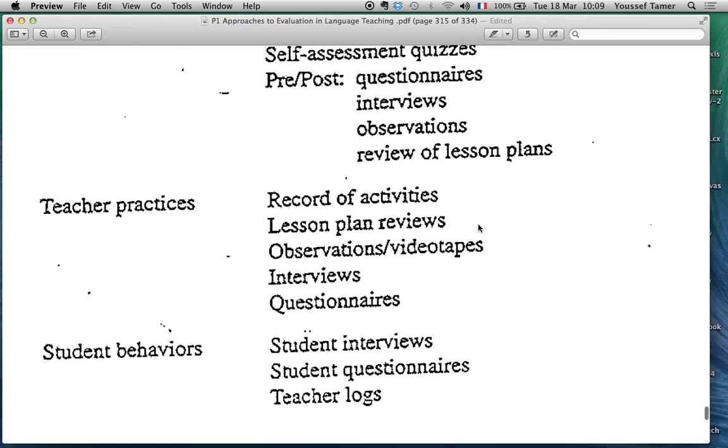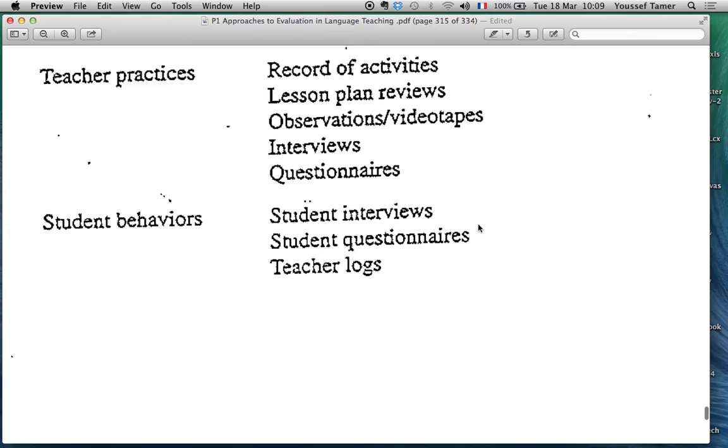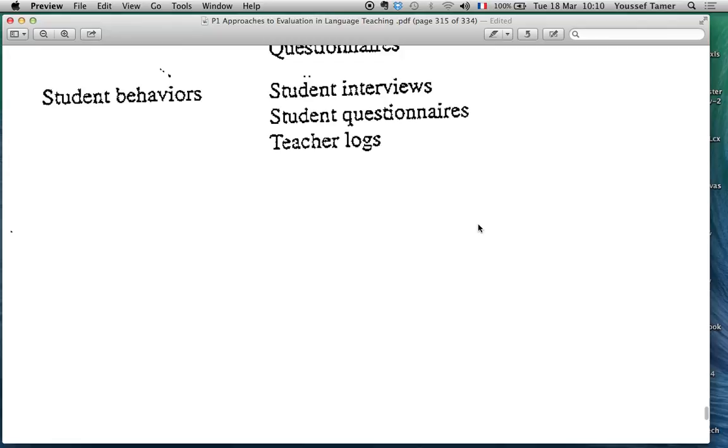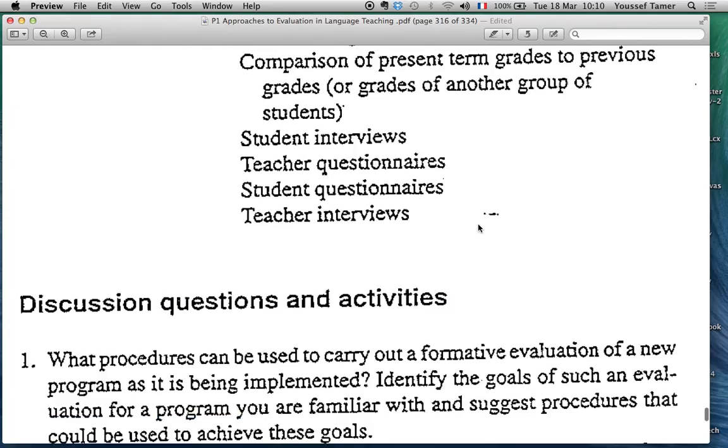I'm not going into the details of this, but we finish by raising this point: take this, it summarizes most of the chapter. Student behaviors: if your focus is on student behaviors, student interviews, student questionnaires, and teacher logs, etc. So all of this. And then, of course, you have some questions for further discussion in there.